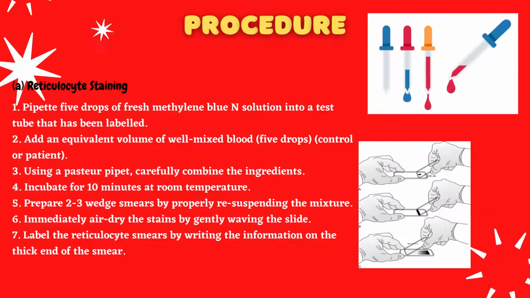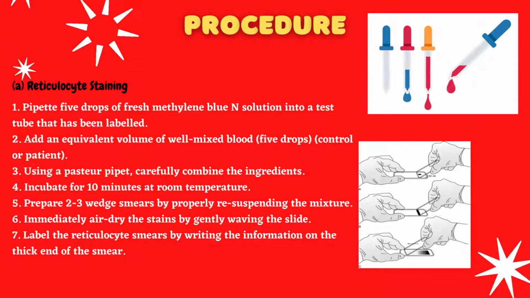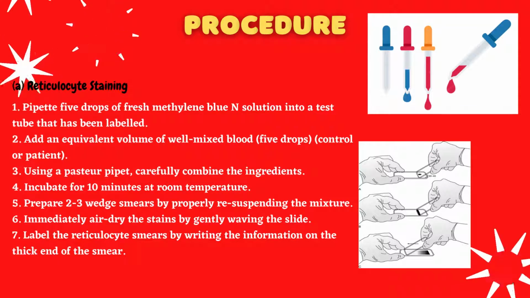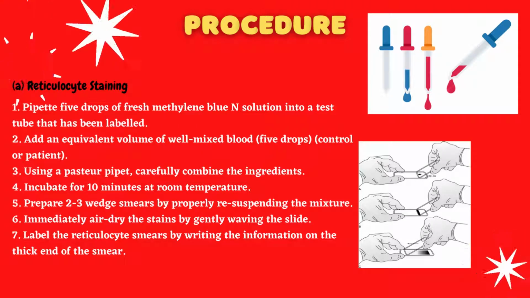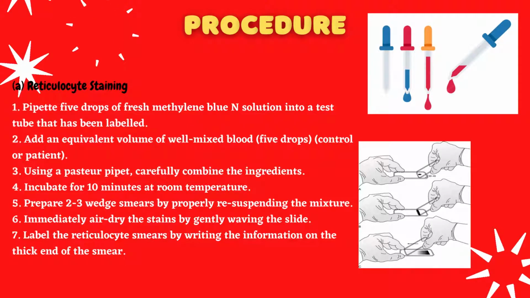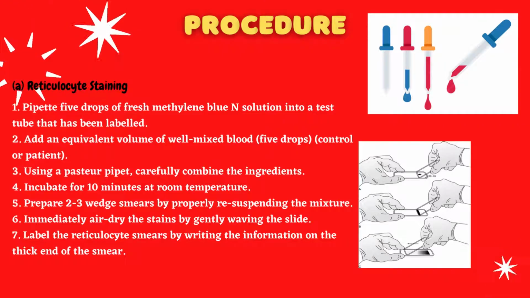Prepare 2 thin smears by properly resuspending the mixture. Immediately air dry the smears by gently waving the slide. Label the reticulocyte smears by writing the information on the thick end of the smear.